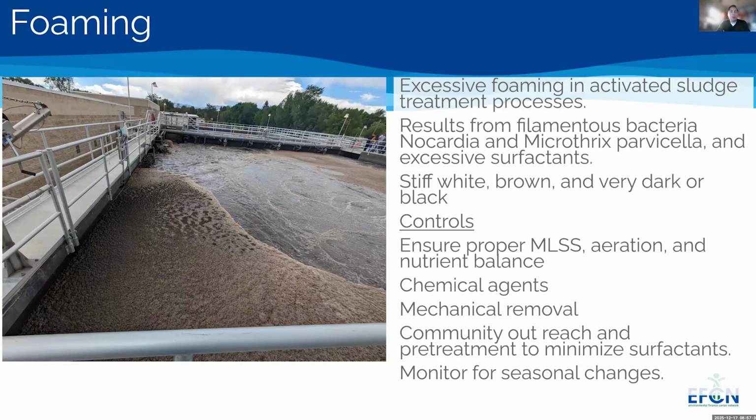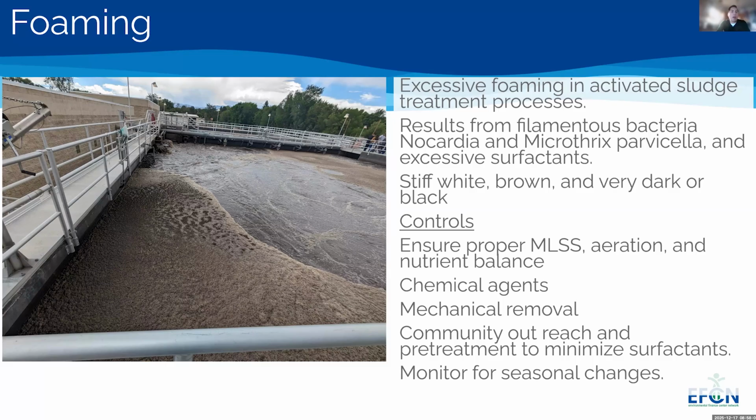Another abnormal condition that is similar to bulking is foaming. Foaming is the formation of excessive foam on the surface of our aeration tank, secondary clarifiers, and other treatment processes. Similar to bulking, foaming is caused by excessive filamentous bacteria. The most common ones we see tend to be Nocardia and Microthrix parvicella, and then other surfactants, which can reduce surface tension and encourage foaming in our wastewater.